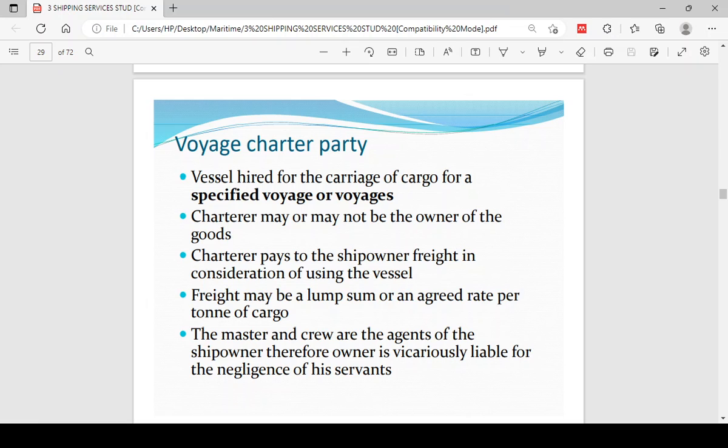So if the consignment will take 2 or 3 trips, then you call it the voyage charter still, but you are performing more than 1 voyage. So you go and come back again and again before the cargo will be finished.